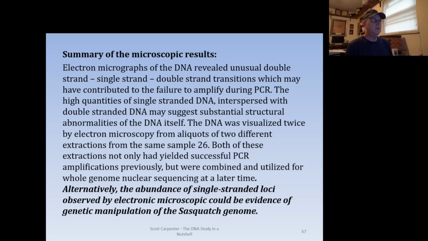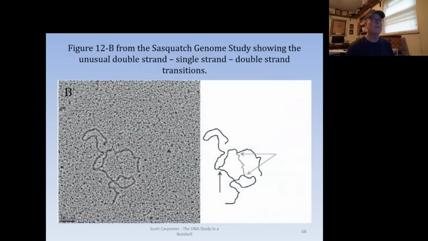Alternatively, the abundance of single-strand loci observed by the electron microscope could be evidence of genetic manipulation of the Sasquatch genome. In other words, all that fancy talk is saying this double-strand, single-strand, basically it looks like the Sasquatch's DNA has been genetically modified, that it's been manipulated. So someone's cooked this thing up, or parts of it.